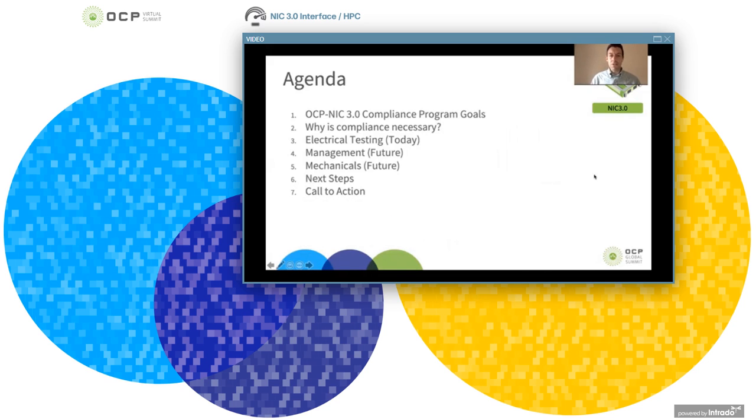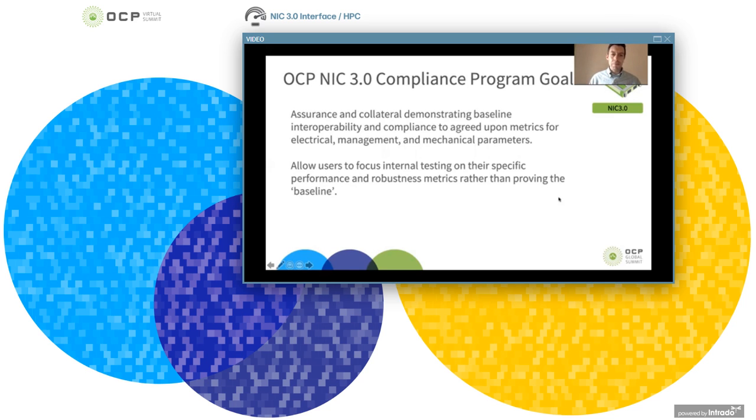Here's our agenda for our presentation today. First, the OCP NIC 3.0 compliance program goals. What's the big picture that we're trying to accomplish? And then, why is compliance necessary? We're building on top of some well-known technologies, so why do we need to have this program? Next, we're going to talk about electrical testing, what that looks like, what's available today. And then we'll talk about some of the new test areas that get opened up because of the OCP NIC 3.0 form factor, management and mechanical, because these are two things that make that new form factor so useful. We'll talk about some next steps aside from those new test areas. And then, of course, we'll have our call to action, how you can get involved.